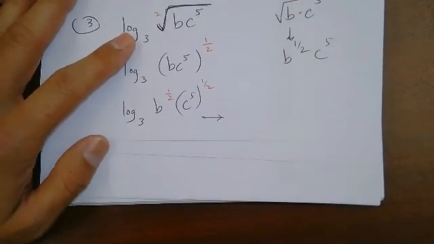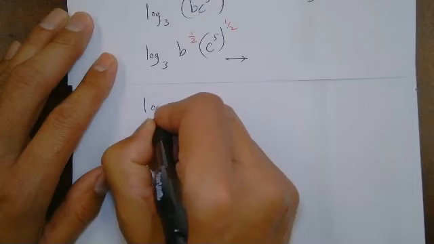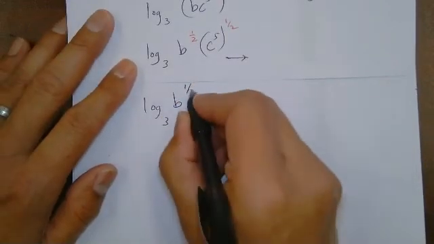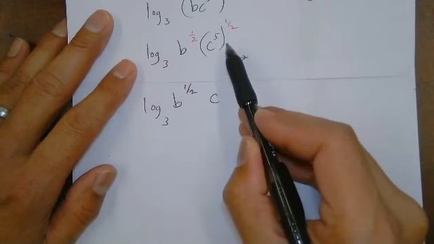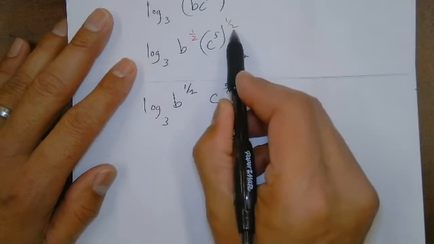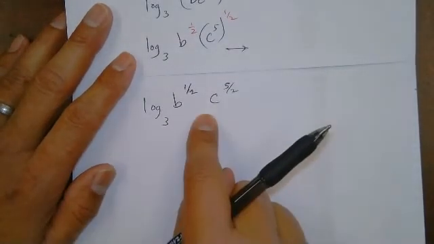So the final answer for this, oh, not even the final answer for this. This is going to be what? Log 3 B 1/2. And C, what do we get here? We just talked about this. 5/2, right? The 5 is on top, the 2 is in the denominator. Okay. Everybody agree that's what it is?